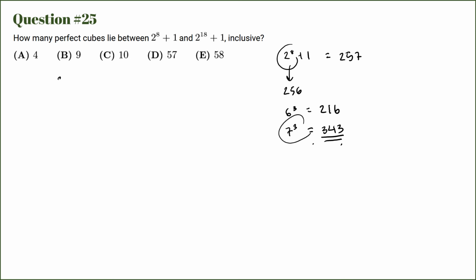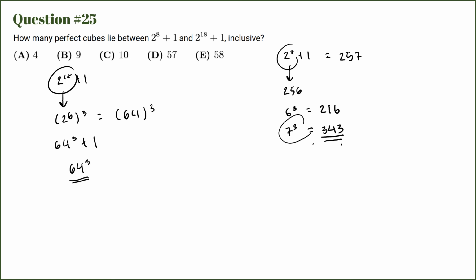Now let's think about 2 to the 18th plus 1. 2 to the 18th is 2 to the 6th to the 3rd power, which is 64 to the 3rd power. So obviously, for 64 to the 3rd power plus 1, the perfect cube right below that would be 64 to the 3rd power. So our range is from 7 to the 3rd power to 64 to the 3rd power, which equals 64 minus 7 plus 1. That equals 57, 58. So that's E.